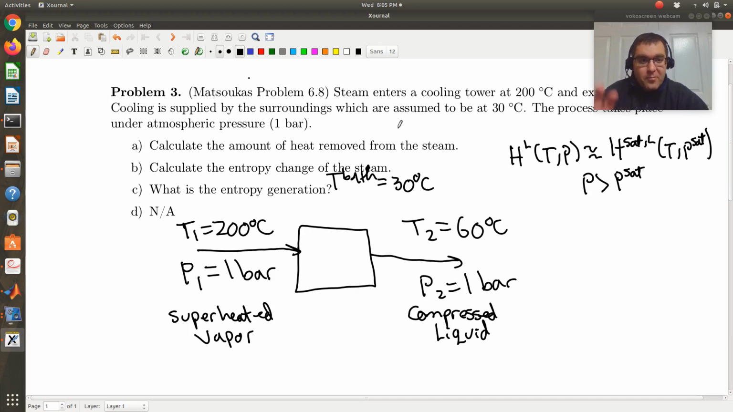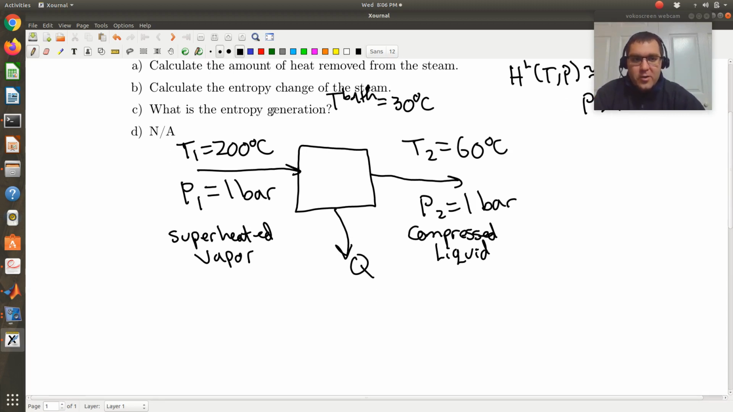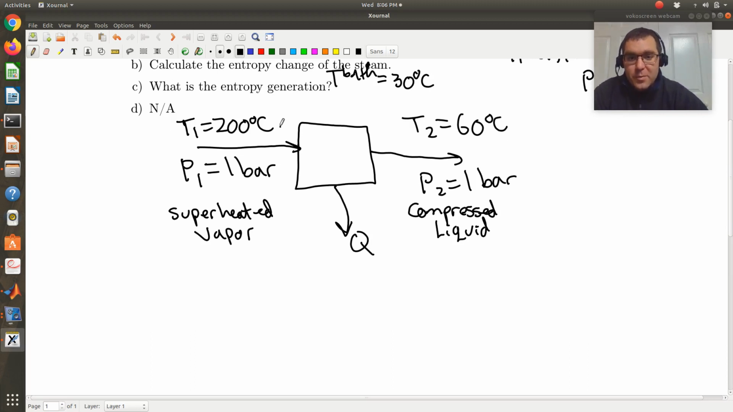All right, so I believe I have my picture fully labeled. We want to calculate the heat removed, so let's start with our first law energy balance for our open system. And then hopefully we can use that to calculate Q, the amount of heat removed. We should be able to, since I know the inlet temperature and pressure and exiting temperature and pressure, so my system's fully specified. Once we get Q, which we need in part A, then we'll write our entropy balance and use that to calculate the change in entropy, and then in part C, we'll write our entropy balance to calculate the entropy generation.